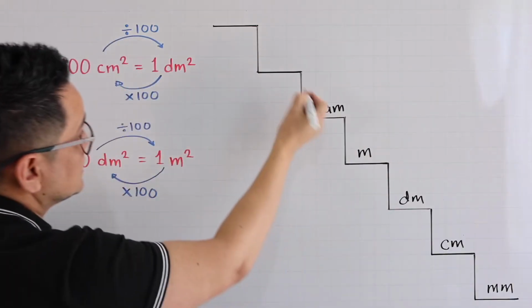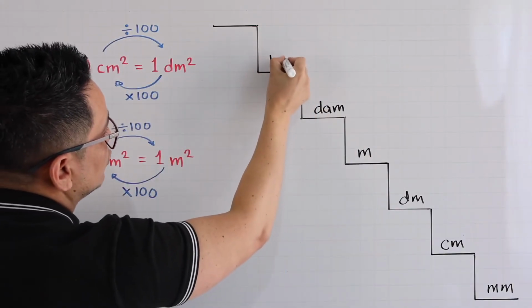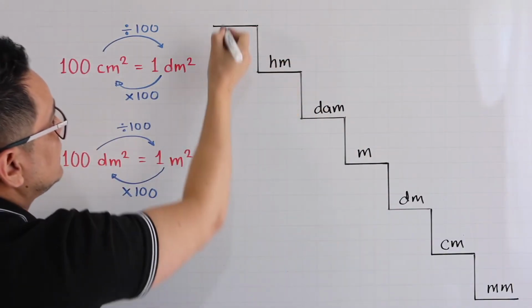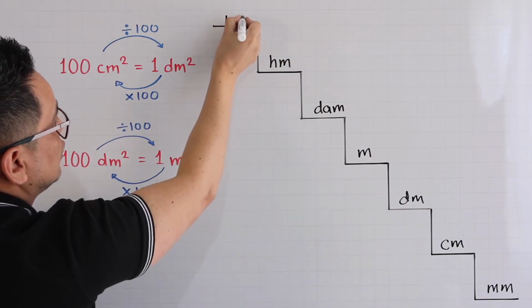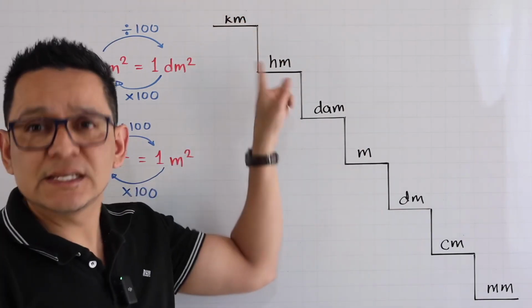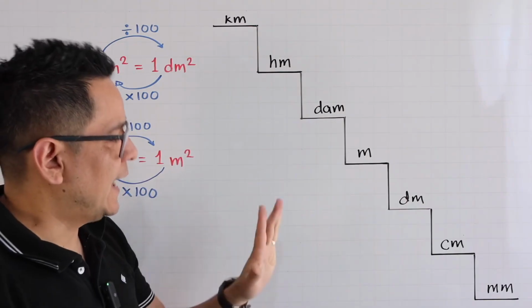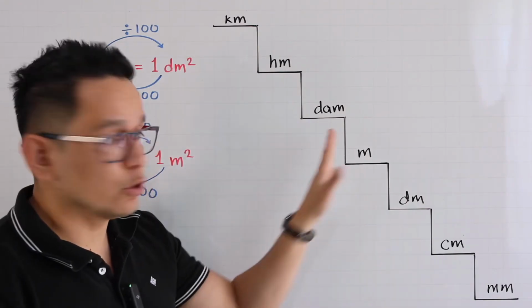Decameter. Next comes a unit that's not very common, called hectometers. And finally, we'll put kilometers. Let me just check if it's visible. It's perfectly visible, right? There it is. Now we have all of these.